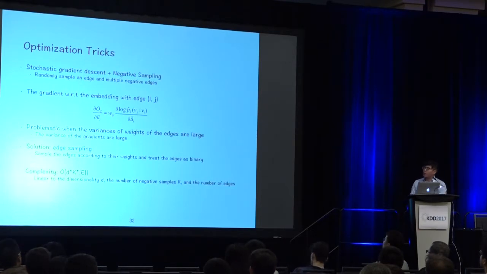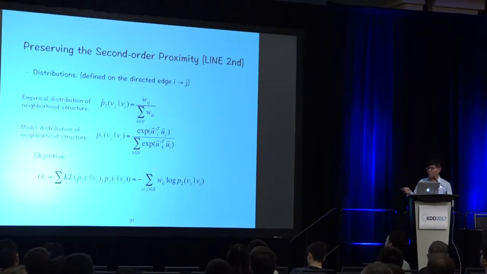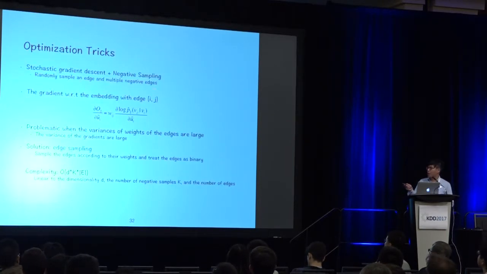So for optimization, we use stochastic gradient descent. Basically, in every step, we randomly sample an edge and then do the optimization. And as we can see, in this objective function we also have the softmax function, which is very computationally expensive. So in order to speed up the optimization, we also use the technique of negative sampling, which is also used in word embeddings. Basically, in every step, we randomly sample a positive edge and also multiple negative edges for optimization.